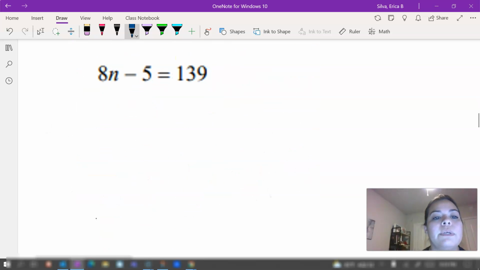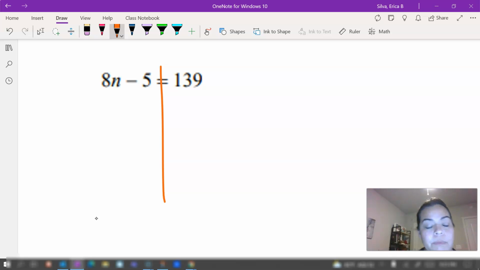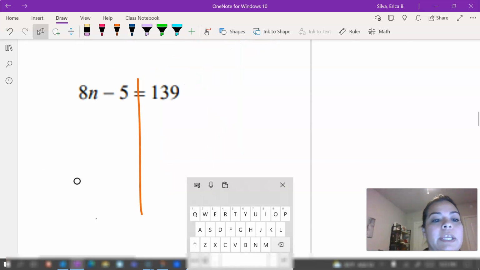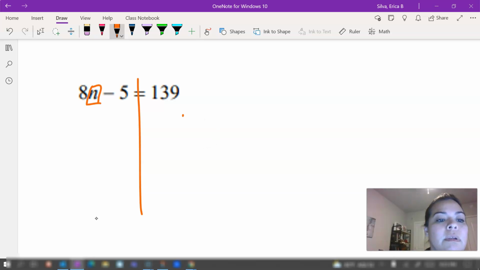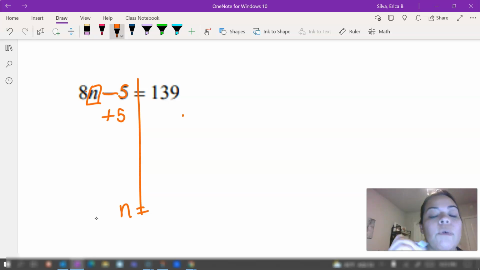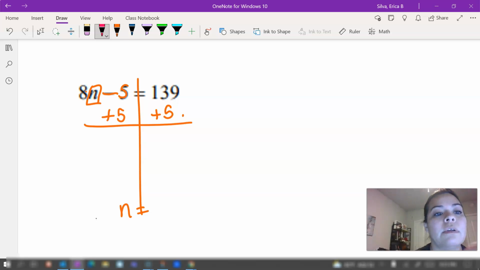Go on to the next one, put down the line down the middle. We're looking for n. So that's our goal, to get n by itself. Notice how here we have two numbers that are keeping us from having that n by itself. The first thing we can get rid of is that minus sign. So you always do plus and minus first. So because we're subtracting 5, we want to do the inverse, which means we are adding 5. What we do to one side, we have to do to the other side.